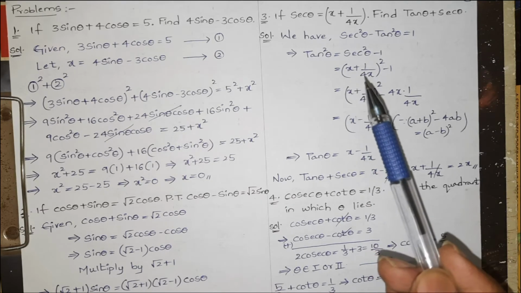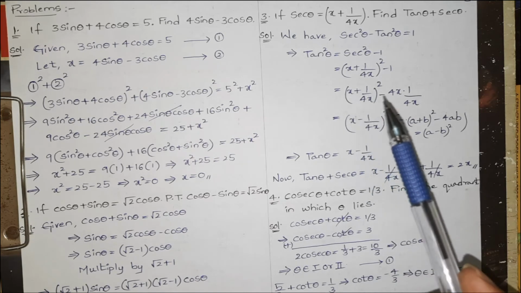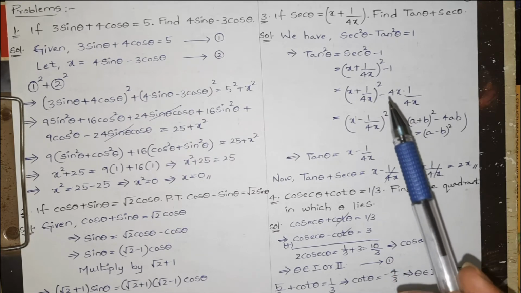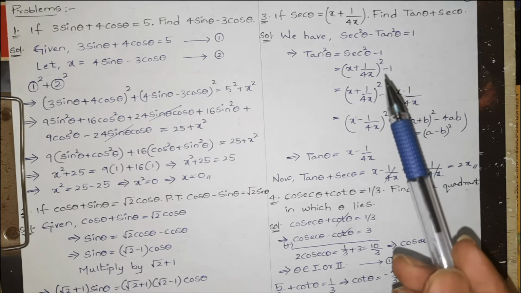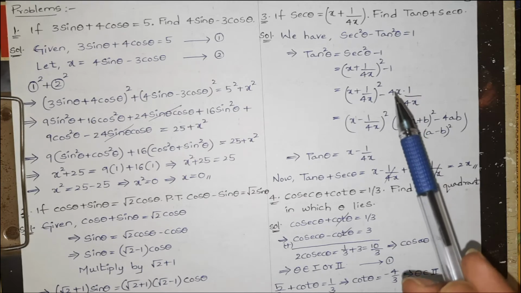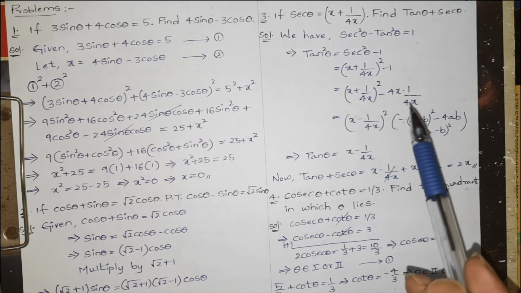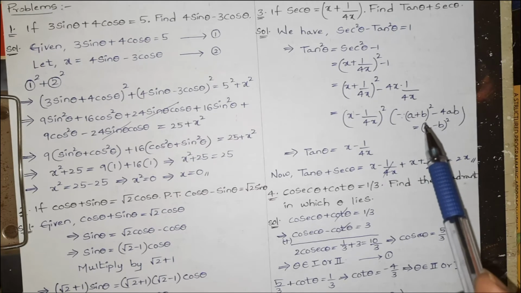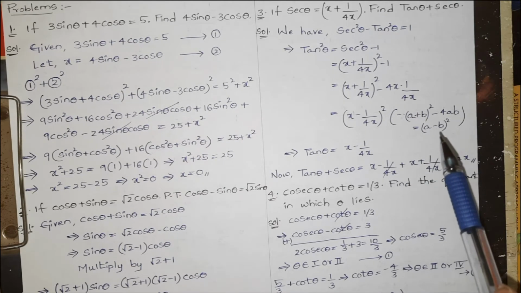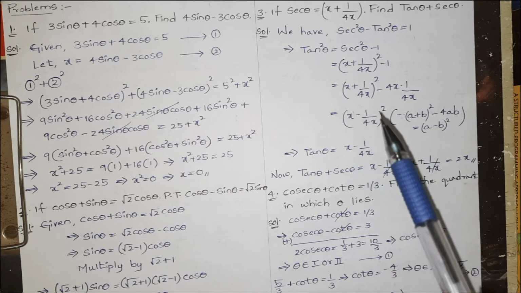So let's substitute in the place of secant theta: x plus 1 by 4x whole square minus 1. We can write this 1 as 4x into 1 by 4x, because if we cancel this, both 4x will remain the same. So it is of the form x plus 1 by 4x whole square minus 4ab. That implies a plus b whole square minus 4ab is a minus b whole square. Since it is of this form, we'll write this as a minus b whole square. So that is x minus 1 by 4x whole square.